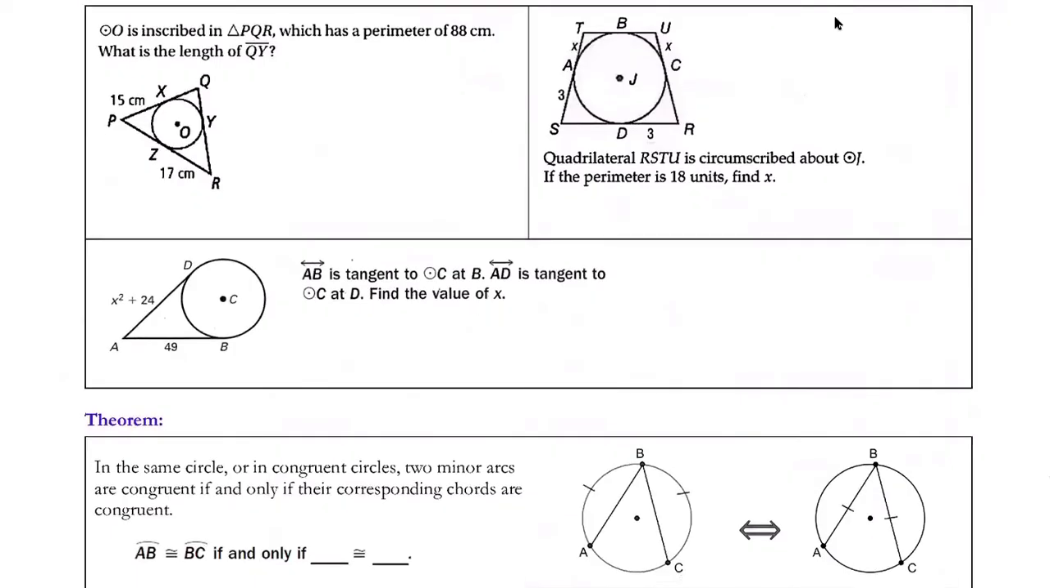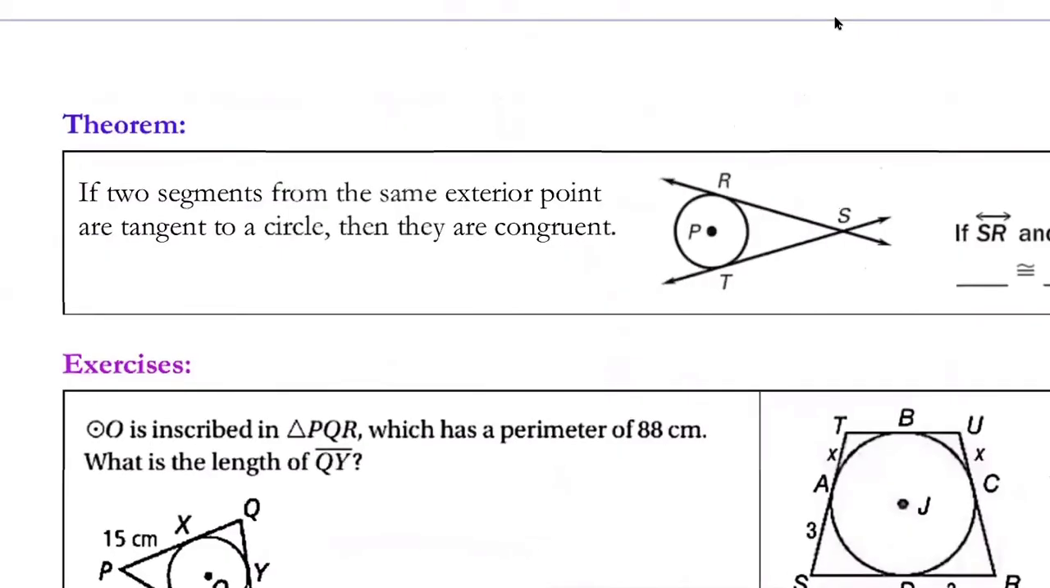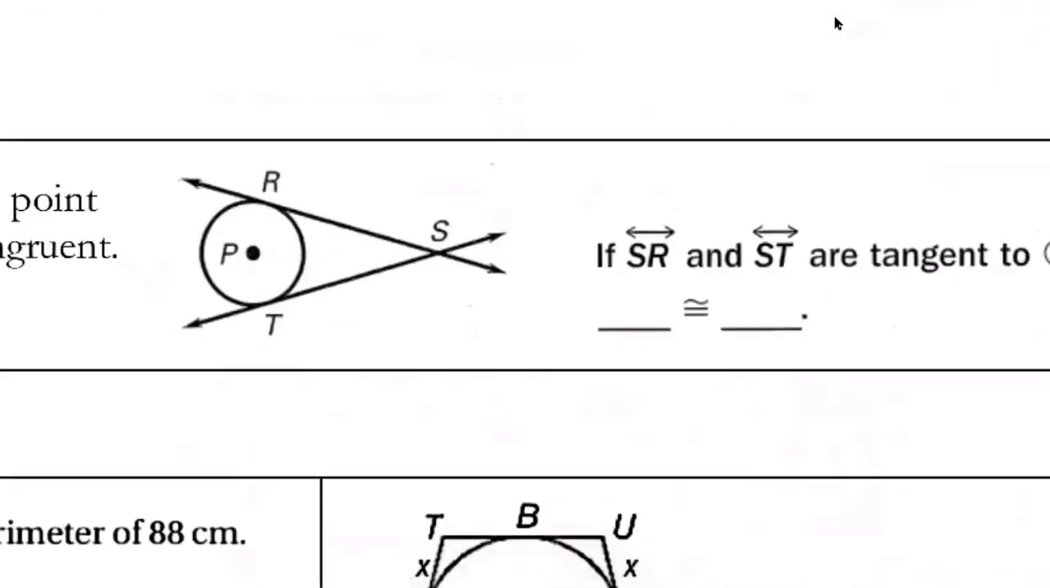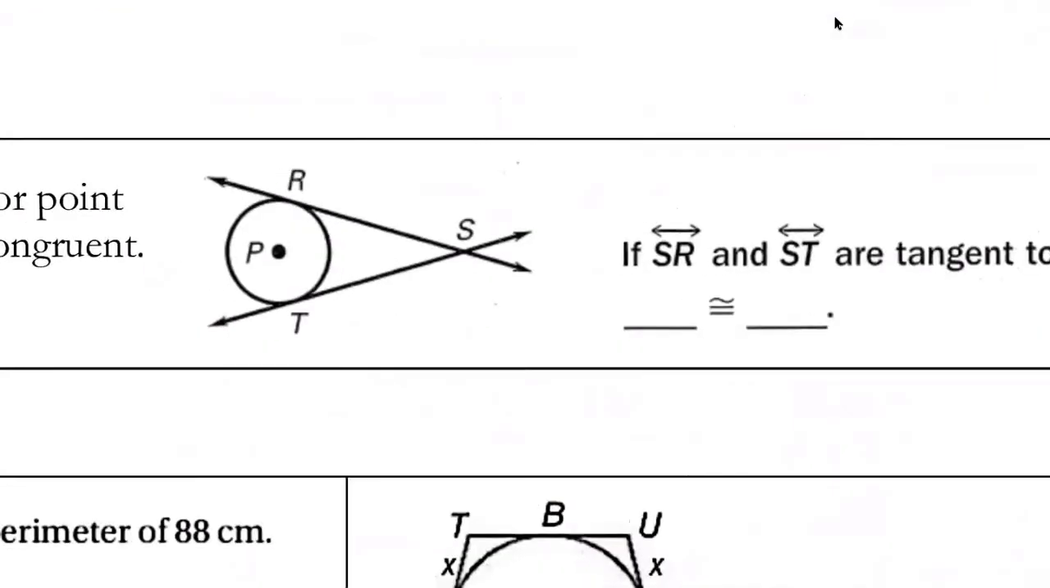Okay, next theorem. If two segments from the same exterior point are tangent to a circle, then those segments are congruent. That's easy enough to understand, right?